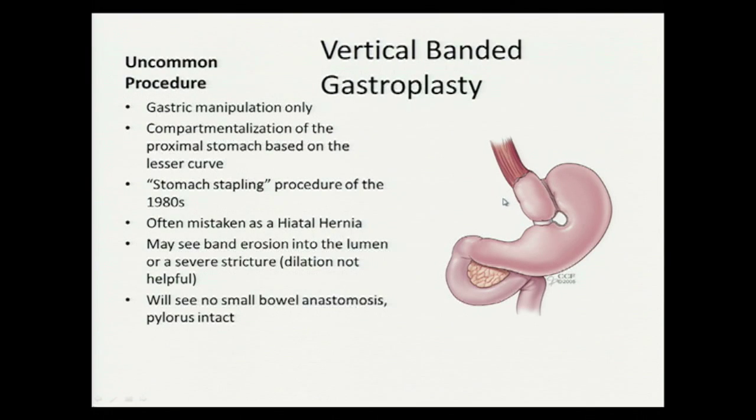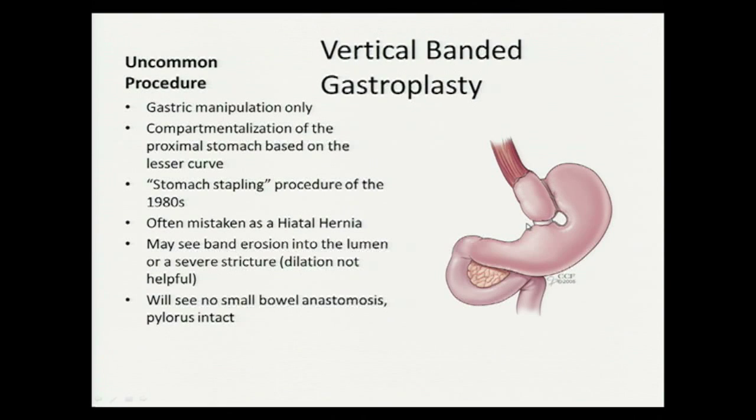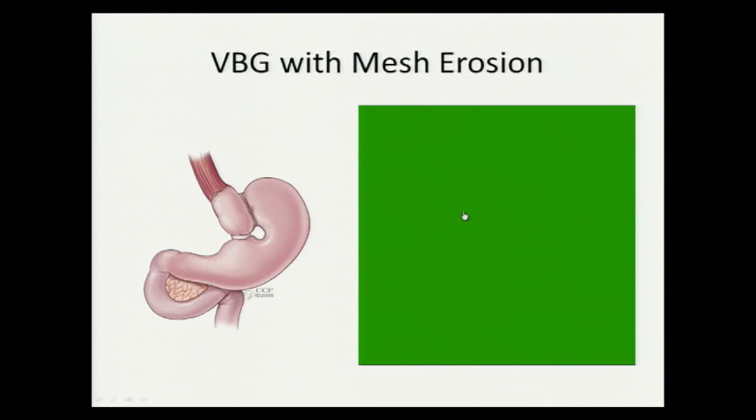This operation is an uncommon procedure, but still is commonly seen. This is a vertical banded gastroplasty. This operation has, again, only gastric manipulation. As depicted here, it's a compartmentalization of the proximal stomach based on the lesser curve, done in the 80s. And more often than not, an inexperienced endoscopist will typically call this a hiatal hernia. What they'll see is an impression further distal, and they may see a potential stricture or a banded area, and then a disrupted staple line. Disrupted staple lines were as common as 30 to 50%. And again, there is no small bowel anastomosis.